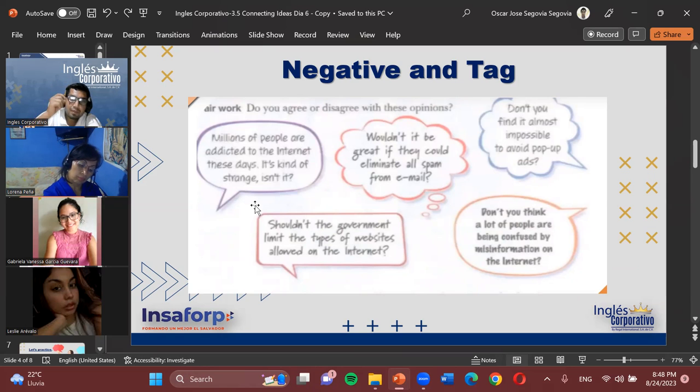From that point, you can start discussing with the people. What do you think? Do you think it's weird that people are addicted to the internet? Do you think it's normal? Do you think it's dangerous, maybe, for society? So "isn't it" at the end is what turns it into a question, and what also turns it into a conversation starter.